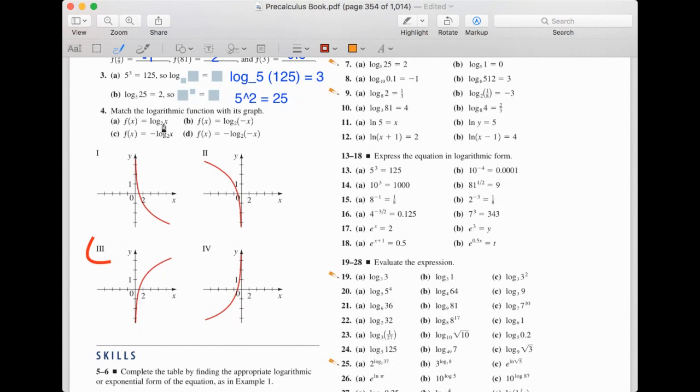So let's take log base 2 of x. Then let's say b. B is log base 2 of negative x. Now x is being changed. Before was a positive x. Now we have to change it to be negative x, right? We just flip the x value over to the other side of the y-axis. So that gives us 2. So b is 2. Let me write it on the side actually. So a is 3. So this is a. B is 2.